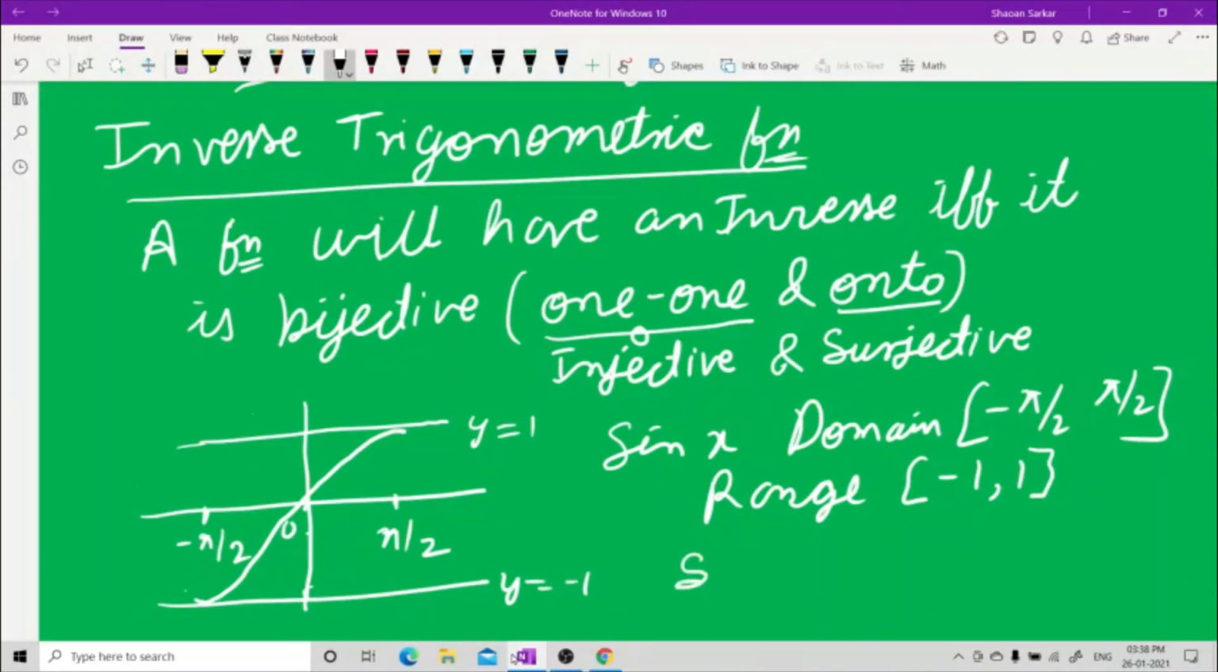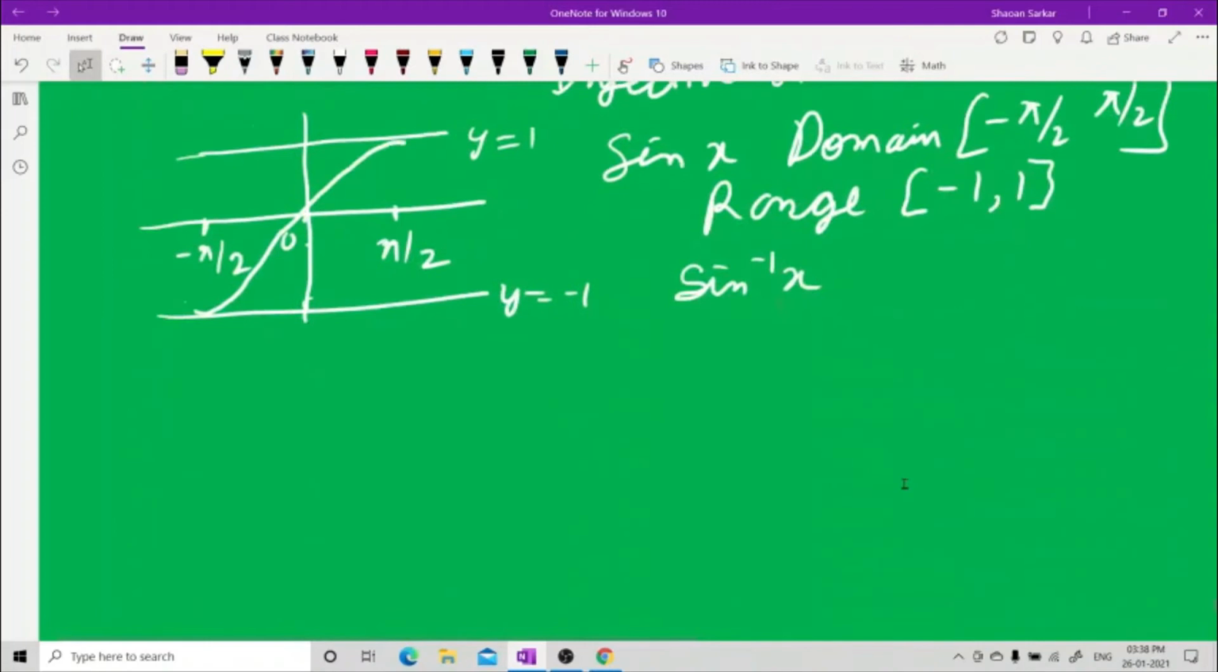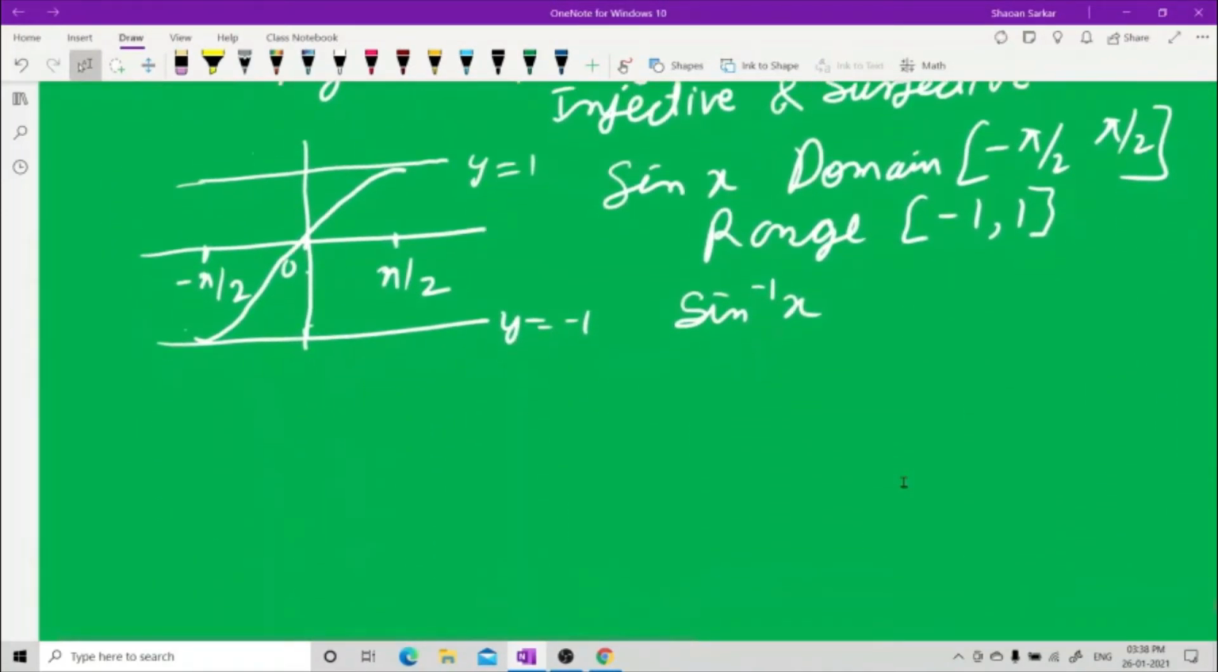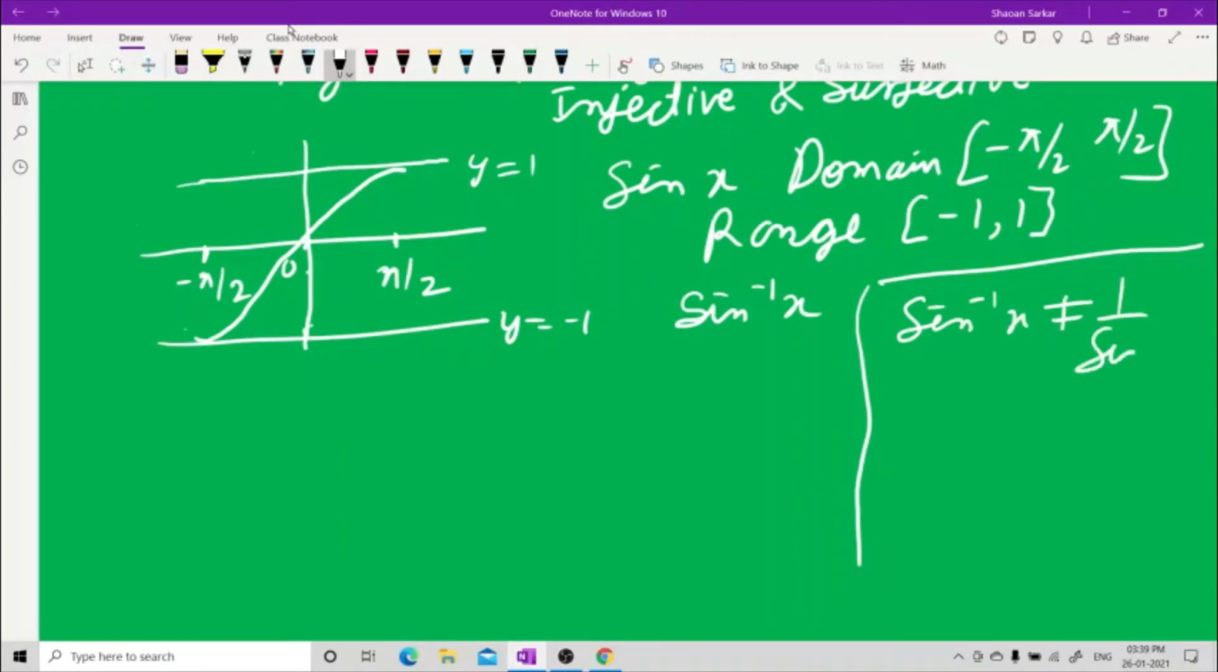And the inverse function of this will be sine inverse x. Try to understand one thing here, very, very important. I'm telling this for those people who didn't have maths in class 11th and 12th. This sine inverse x does not mean 1 upon sine x. Do not write this. Never possible.